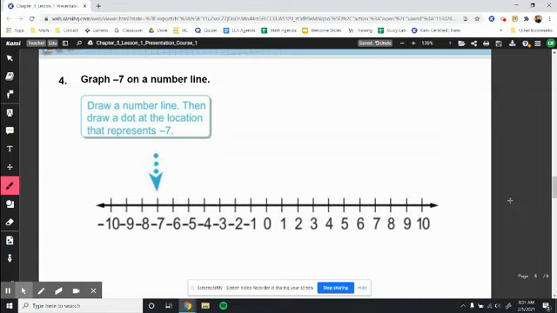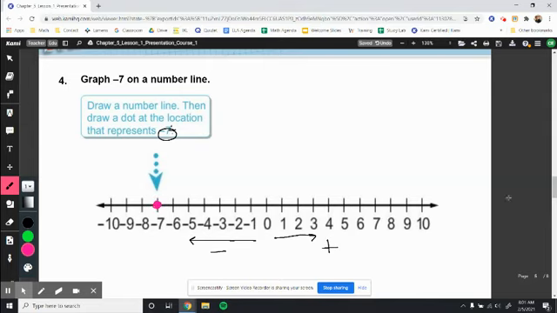When we graph an integer, on page 347, we are going to find the number on the number line. It says draw a number line and then draw a dot at the location that represents -7. Going to the right, that's all positive numbers. On the left is all negative numbers. 0 is neither negative nor positive. Since we're looking for -7, we are going to put a dot right here, on -7.